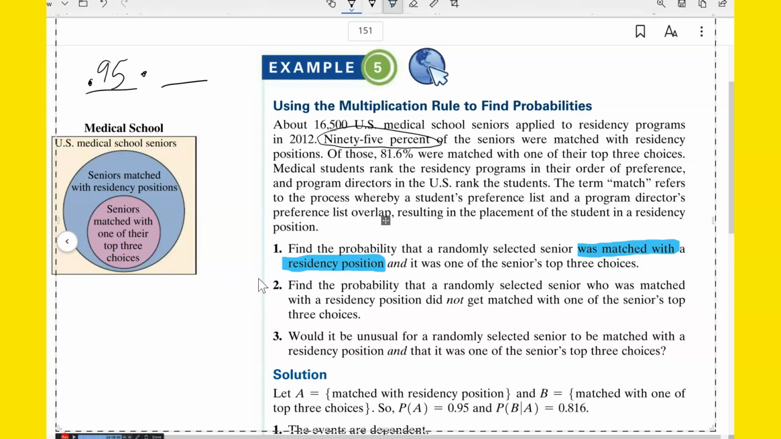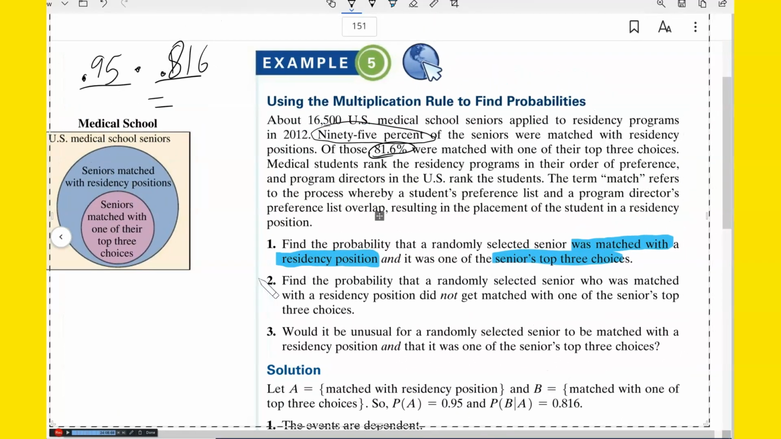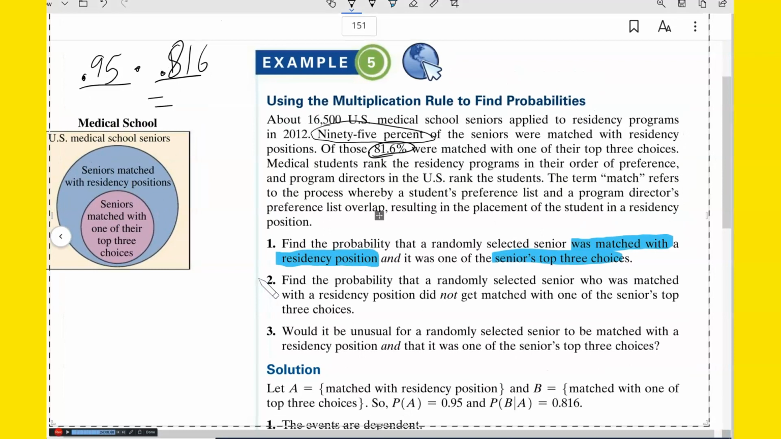Okay. Next. And it was a top 3 choice. It says of those, 81.6% were matched with one of their top 3 choices. So 0.816. So multiply those two together to get the answer. And the answer is 0.7752.